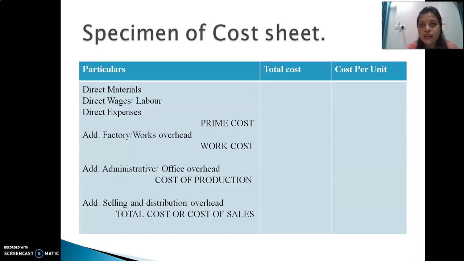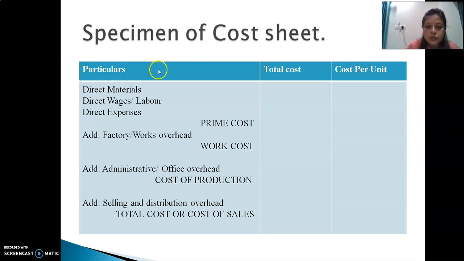As we have seen, when we add direct material, direct labor and direct wages, we get prime cost. Then we have seen factory overhead, A plus B, equal to work cost. Those things we have done. Now, if we put them in a format, this will be the format of the cost sheet.